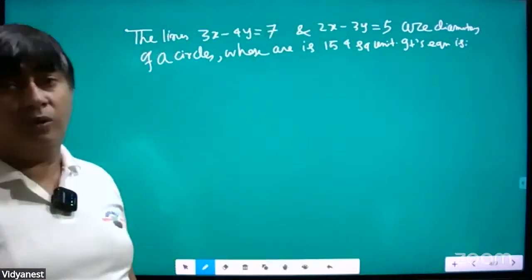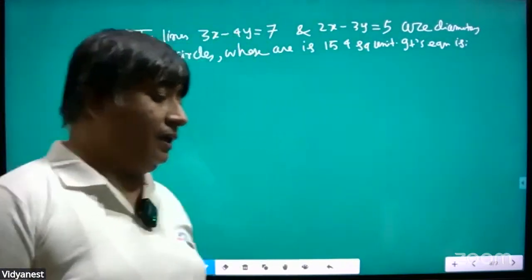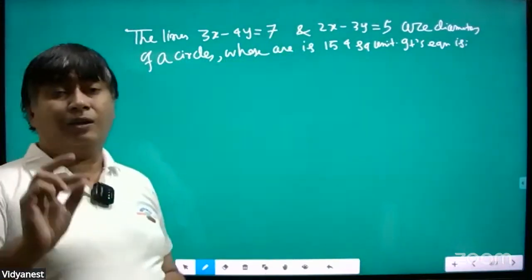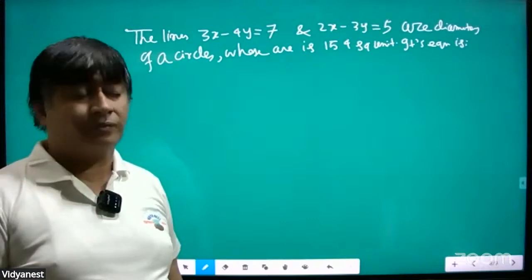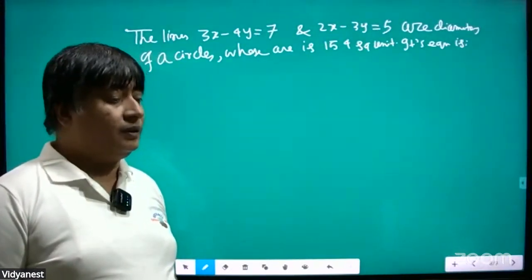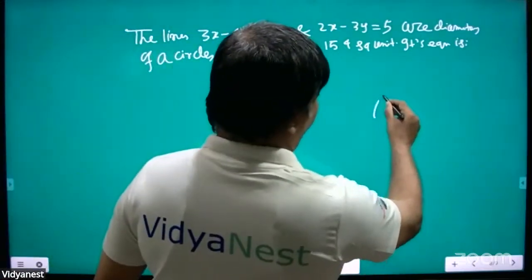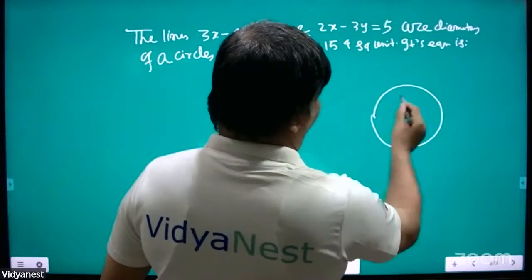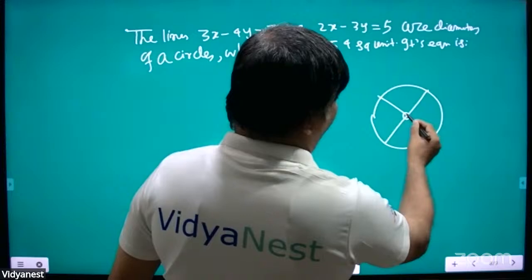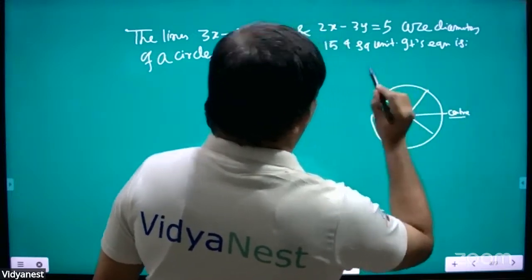Okay. The equations of the diameters are given. Now if I solve them, what point will I get? Sir, here the lines are two diameters. Yes, two diameters, this one diameter. Where do they meet? At the center. Yes or no? At the center. Yes, sir.